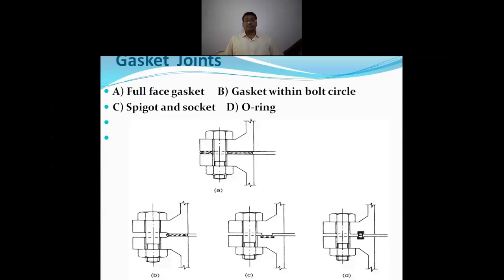Then the gasket joints. We have talked about the different flange types also. Similar to that, this is the full face gasket. Full face gasket means the bolting holes are also there in the gasket. But it is not always the case. You can have raised faces for the flanges, meaning in that raised face only you are putting the gasket. So this is the gasket without bolt circle.